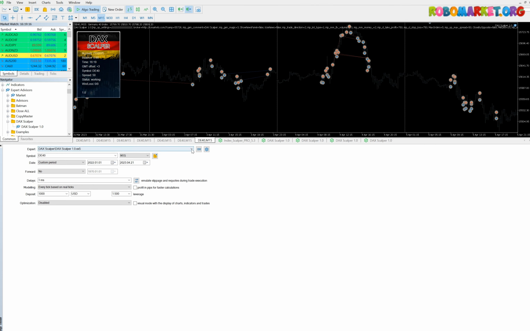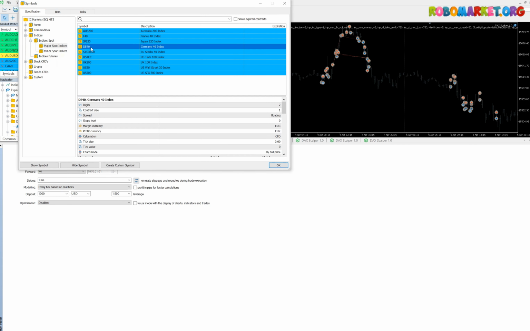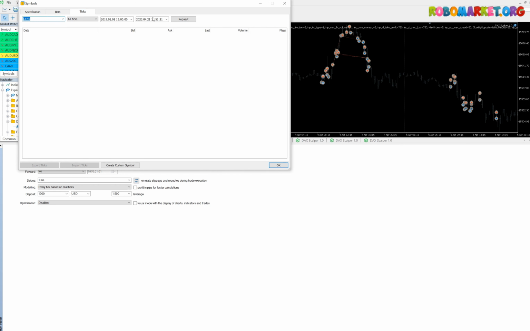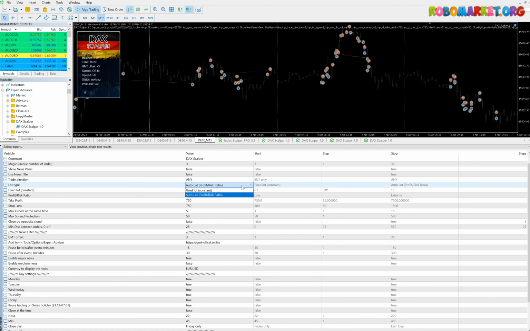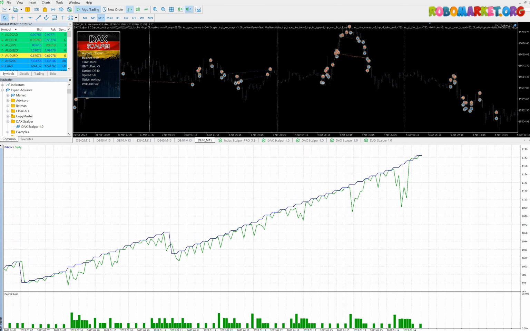Well, let us test this scalper robot. First, we need to download the history of ticks. For a scalper, it is important to use ticks based on real broker ticks, since this method is closest to real trading. You can choose a fixed lot size or an auto preset risk profit ratio. Let's go.